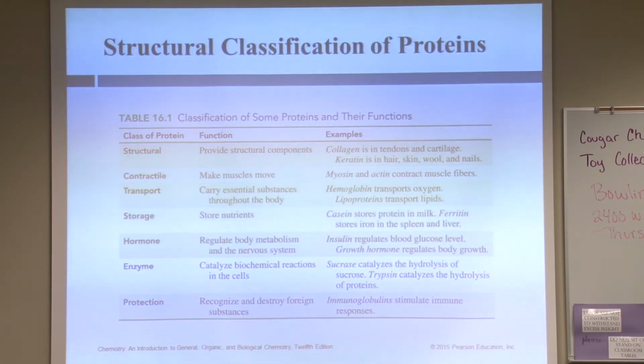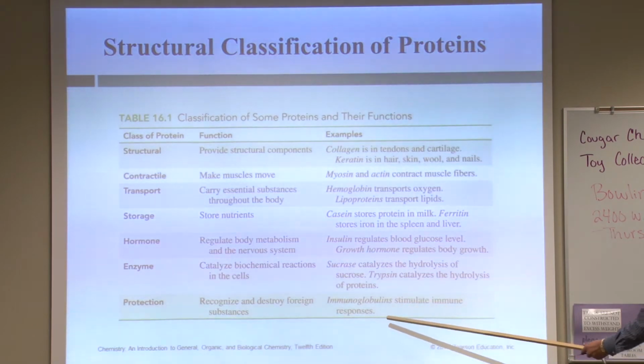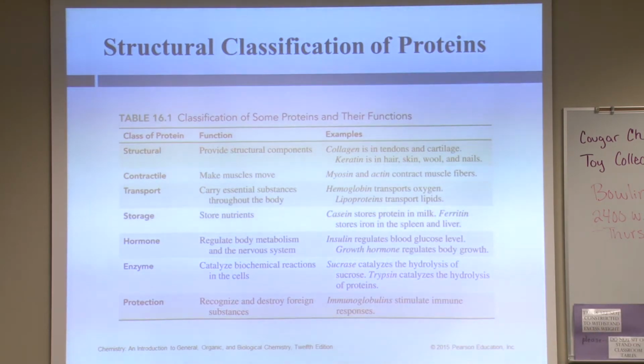There is a table, which is in your book as well. Please refer to your book if you are unable to see this clearly. You can see the different classes of proteins based on the function and where they are located. When we look at proteins for protection, we are talking about immunoglobulins, which stimulate the immune response. That is one of the functions of proteins. They are present as immunoglobulins.